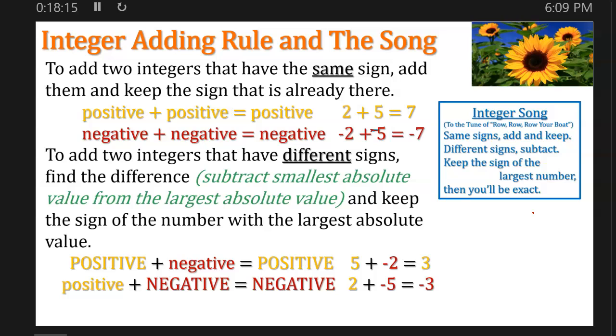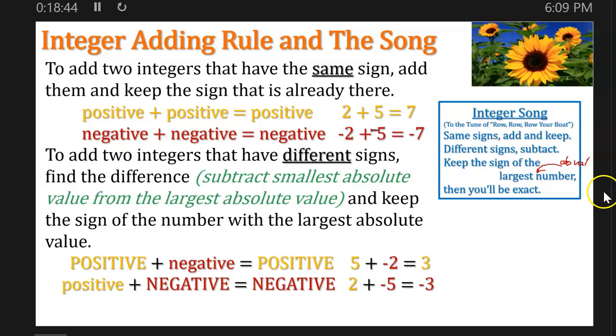Now, this can be misleading because, again, negative 5 is technically not larger than 2. So really the song should say keep the sign of the largest absolute value, okay? I'll just put ab-val. Okay, but we're not going to put that in the song, but technically that would be more accurate or more precise.